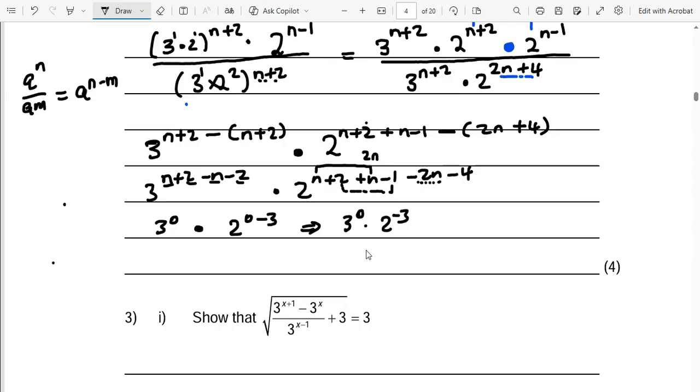So any number to the power 0 is 1. 2 to the minus 3 can be written as a positive exponent: 1 over 2 to the 3, which is just 1 over 8. And that's it. That's your answer.